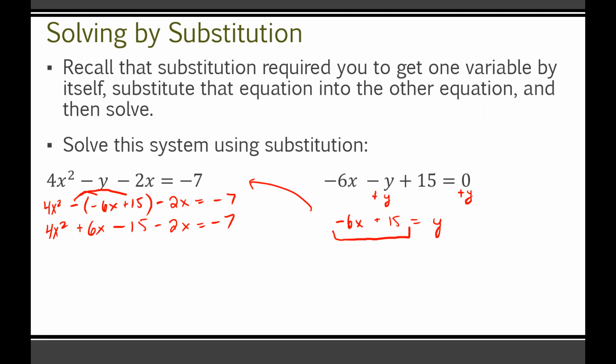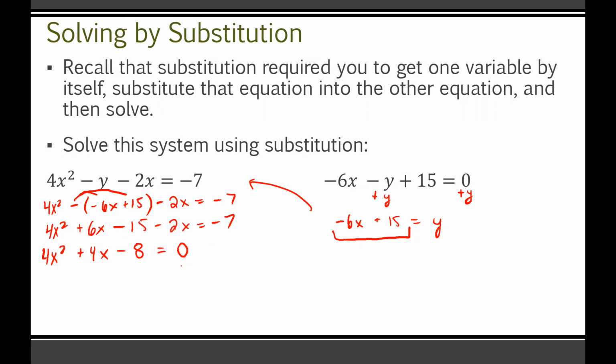The next thing I'll do, this is technically a quadratic because we have an x squared right here. And since it's a quadratic, we like solving these by getting everything to one side, because then we can solve it using the methods we've learned in the past for solving quadratic equations. First thing I'll notice is 6x and minus 2x. Those can combine to be plus 4x. And then I can add 7 to both sides to make this one side equal to 0. Long story short, it's going to give me 4x squared plus 4x minus 8, because negative 15 plus 7 is minus 8.